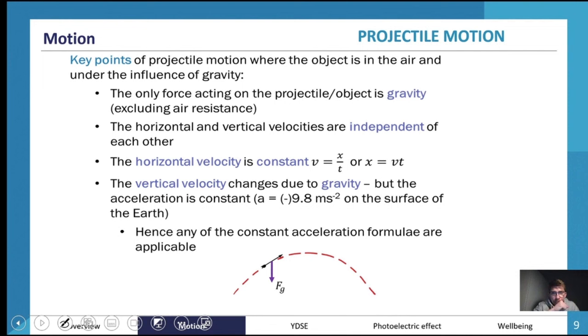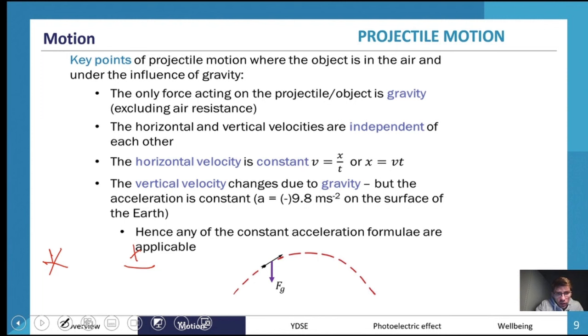Now, how about the weight force? Well, in that case, if we're going to analyze the weight force, then we're going to deal with dividing the motion of the object into its vertical and horizontal components. So I usually divide it into the y-axis component and the x-axis component.